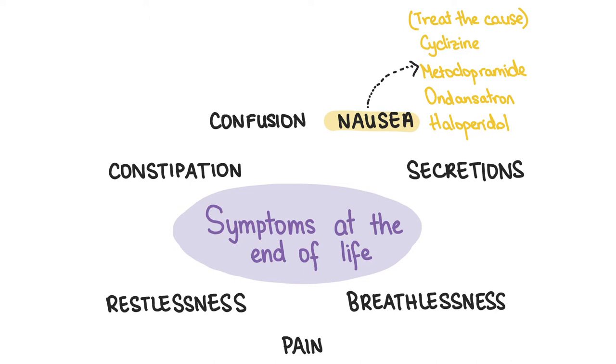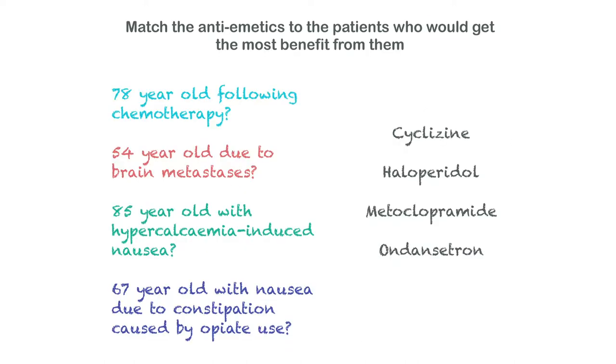or just-in-case medications. Nausea should be treated according to the underlying cause, for example, intracranial disease, metabolic imbalance, or chemotherapy. PRN antiemetics such as haloperidol or levomipromazine can also be prescribed. Match the following antiemetics to the patients who would get the most benefit from them. Pause the video for more thinking time.